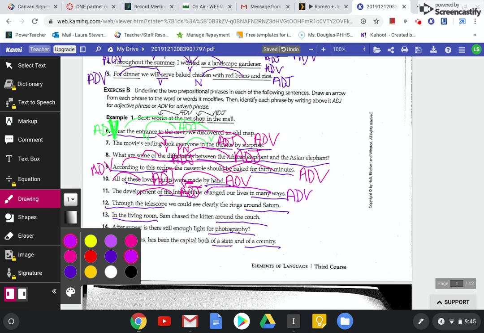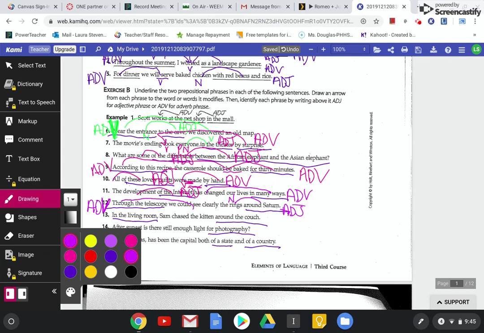Through the telescope, what's happening through the telescope? It's showing where to, but you could see. Here's a verb. Could see is your verb phrase, adverb phrase. What's happening around Saturn? Well, it wouldn't be what's happening around Saturn. It was like what's around Saturn. Rings, that's a noun. So this one's an adjective phrase.